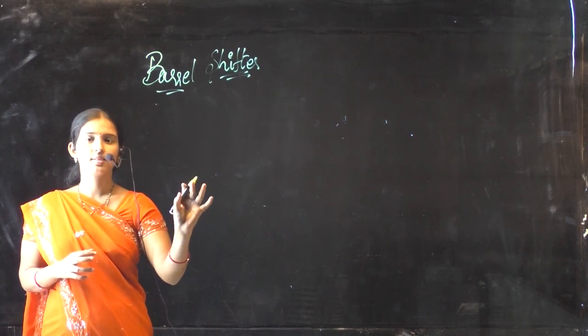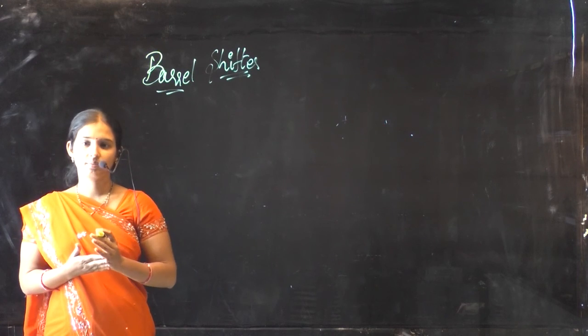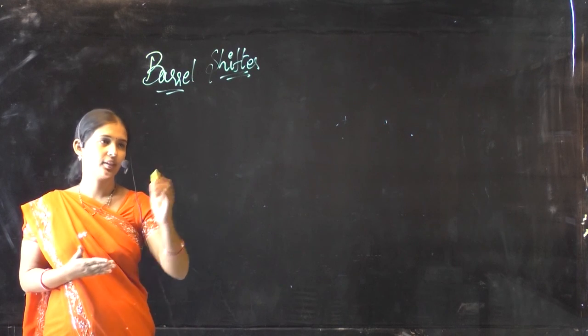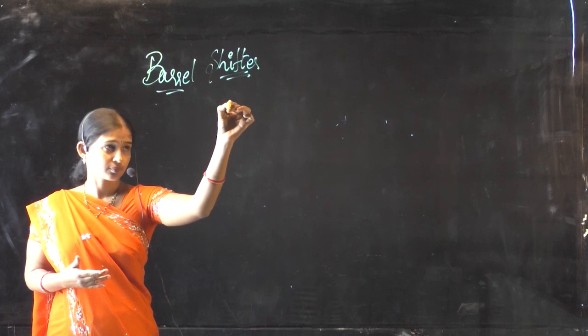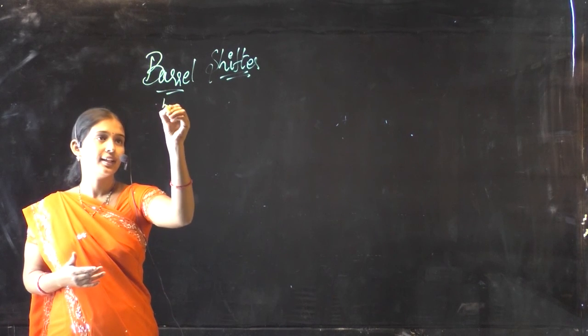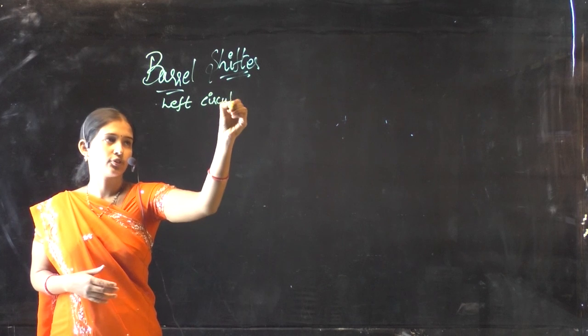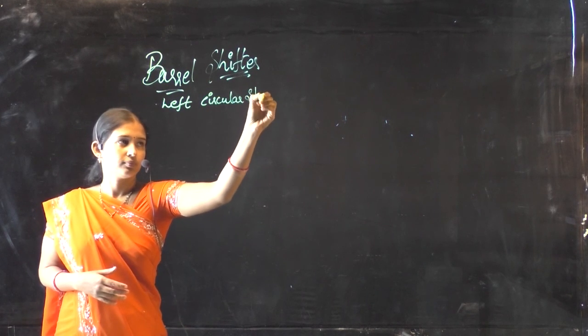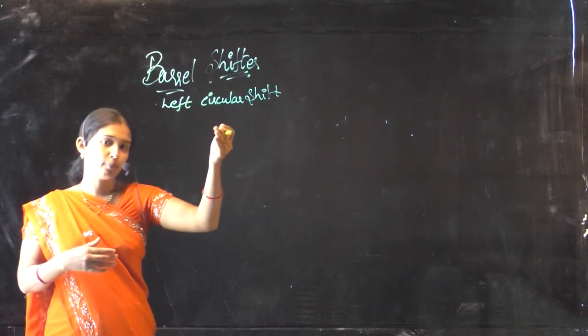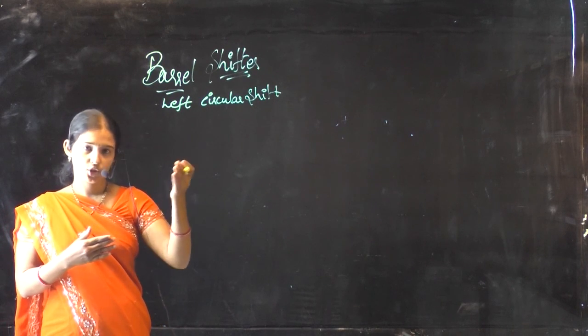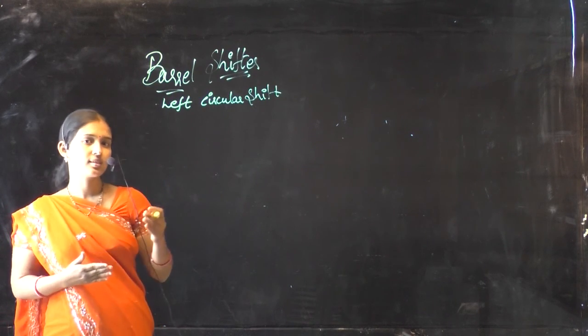Barrel shifter, in the sense, it shifts the data. Suppose consider I'm taking here a left circular shift. That means all the bits are shifted left as well as in a circular way.